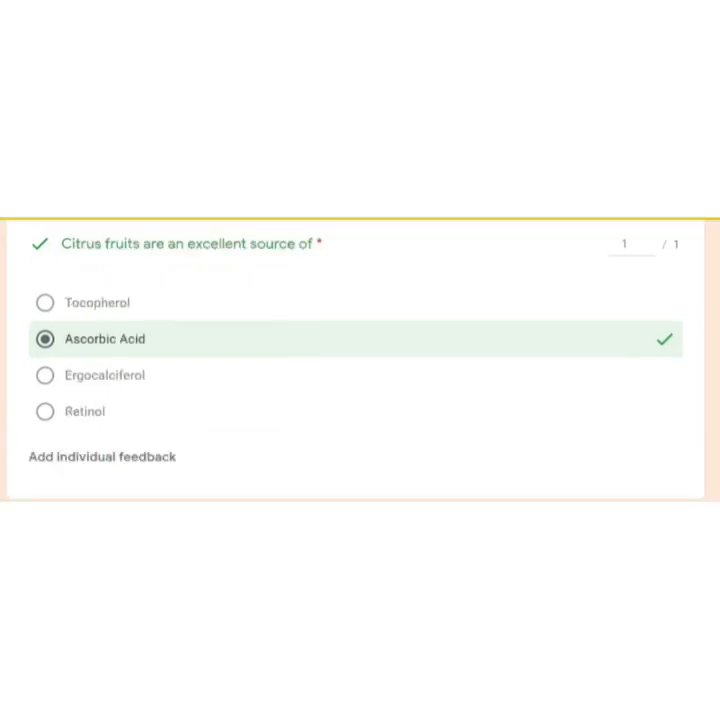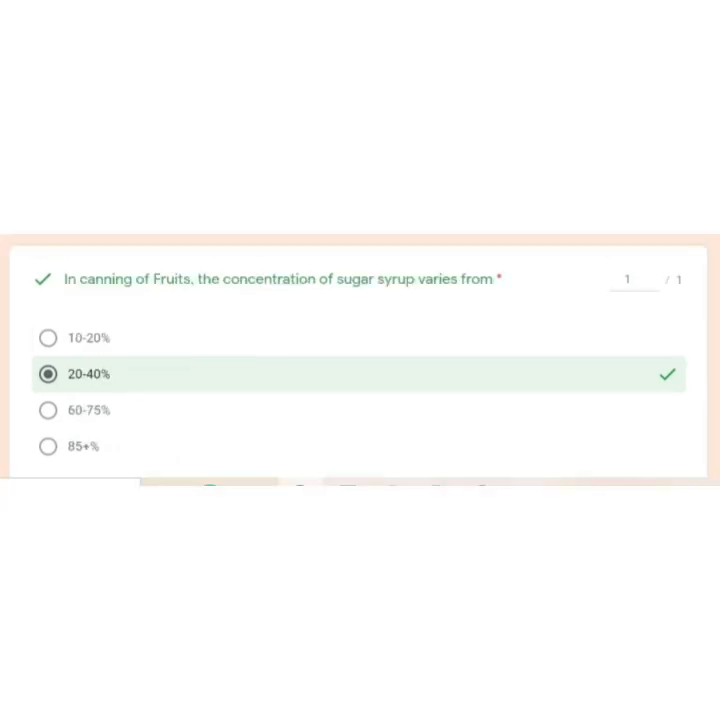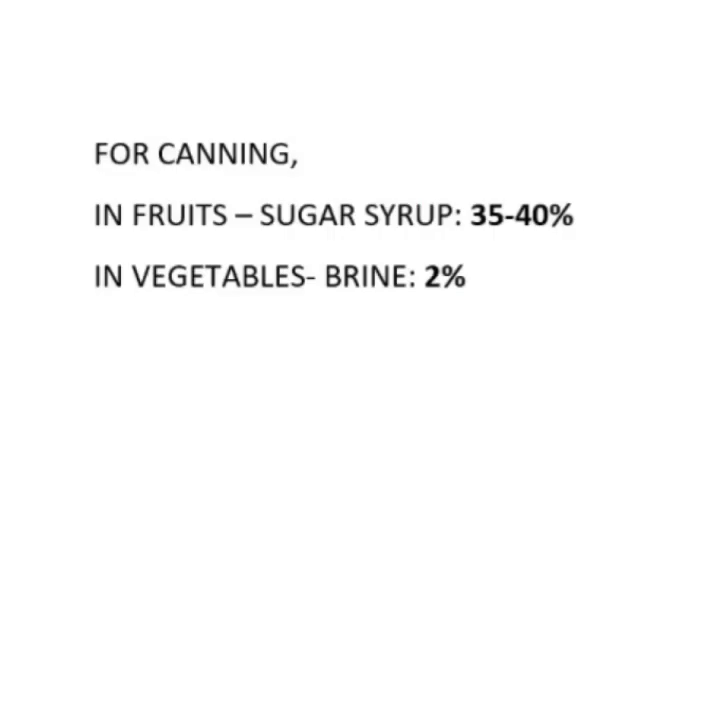The next question, it's a pretty simple one. Citrus fruits are an excellent source of ascorbic acid, which is vitamin C. The next question asked for the concentration of sugar syrup in canning of fruits. Please remember the exact value: the syrup used ranges from 35 to 40%. The most appropriate answer that matched it was option B, 20 to 40%. If I talk about the brine, then the optimum concentration of brine for canning of vegetables is 2%. We don't use brine for the canning of fruits.